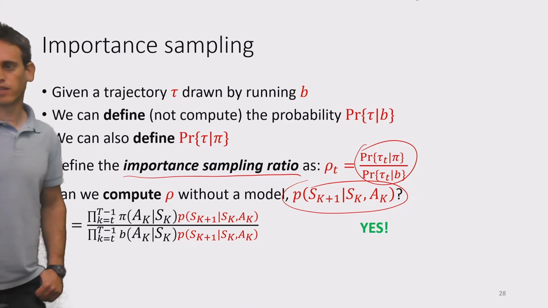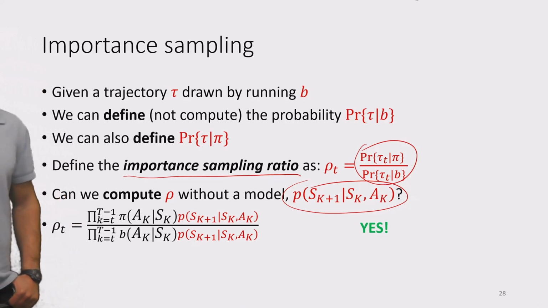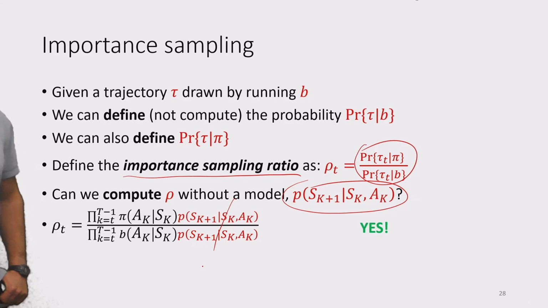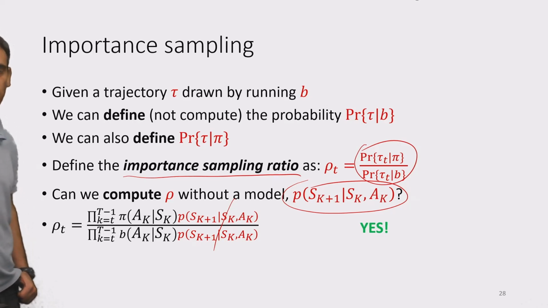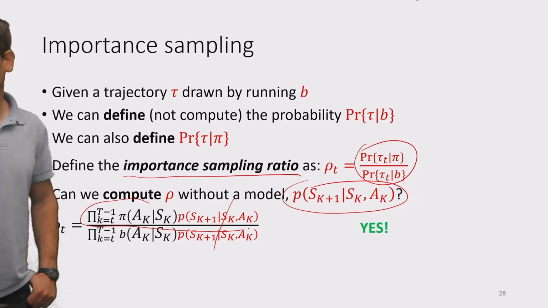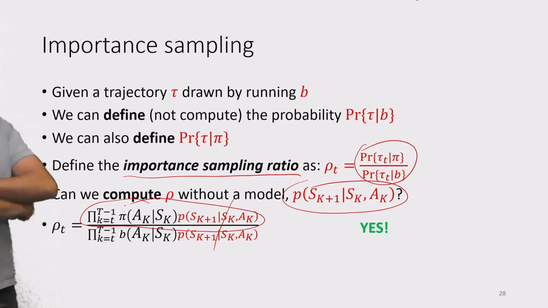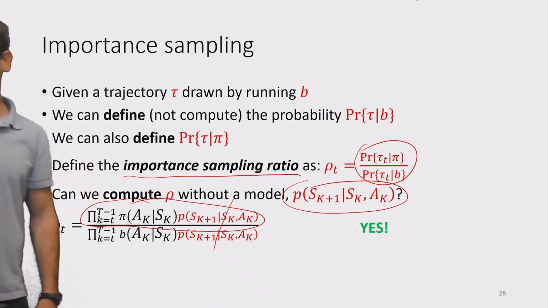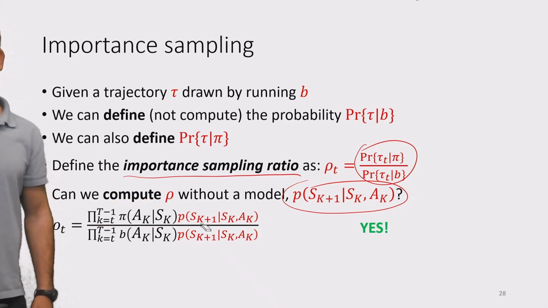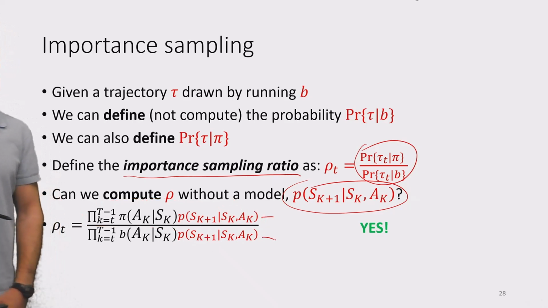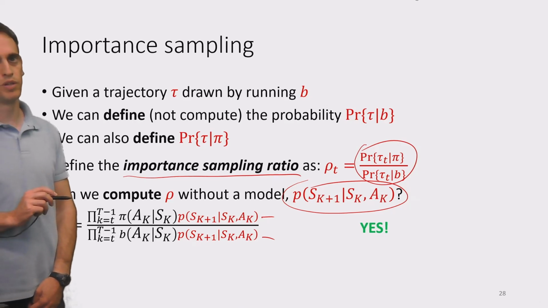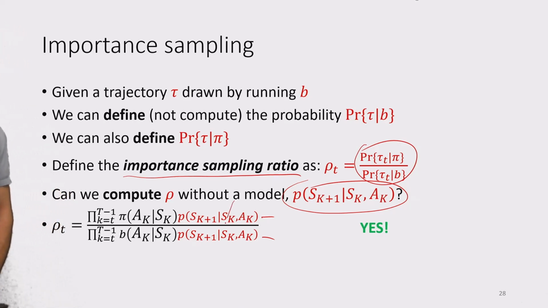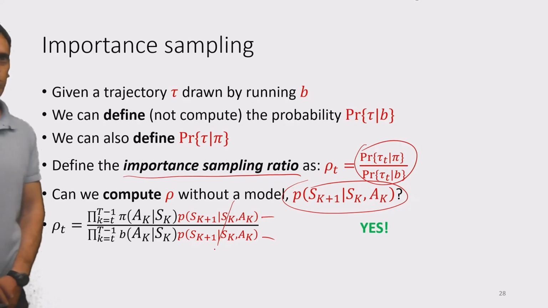So we can do that because we can eliminate all of the transition probabilities. I wrote out the definition of the probability for sampling a trajectory given either the target policy or our behavioral policy, as we defined it in the previous slide. And now you can see that the transition probabilities are the same in both the numerator and the denominator. So these can be ignored, at least for computing the importance sampling ratio.